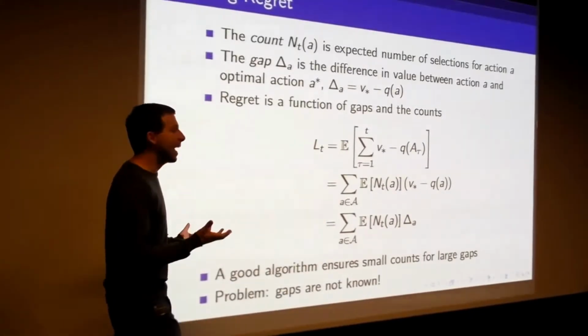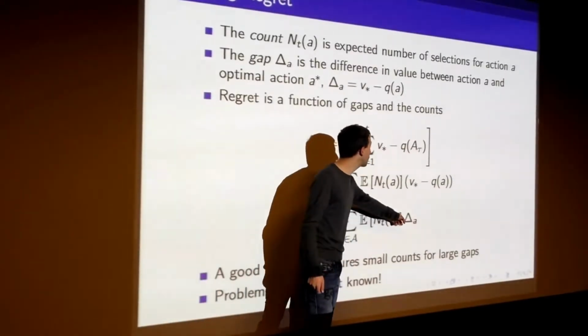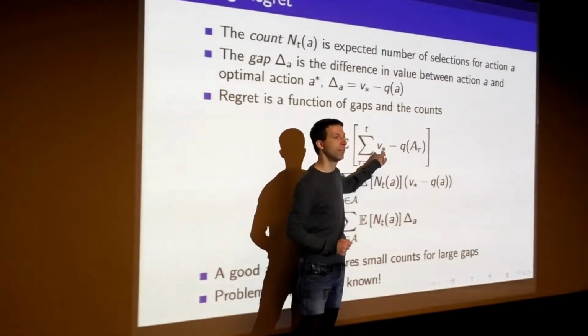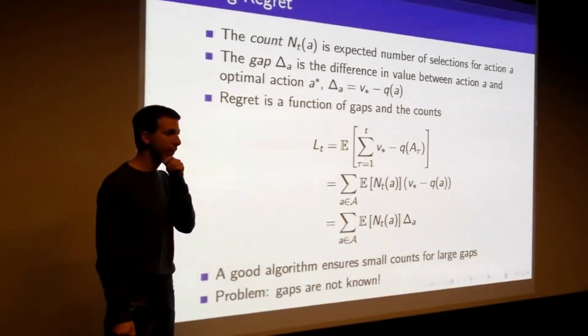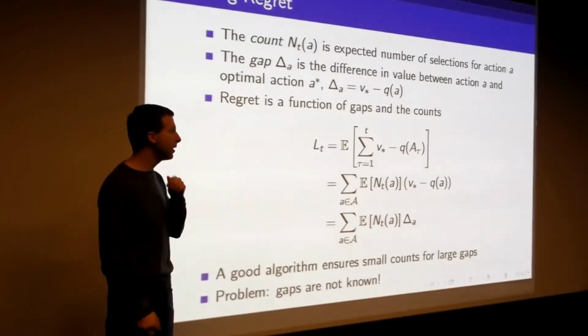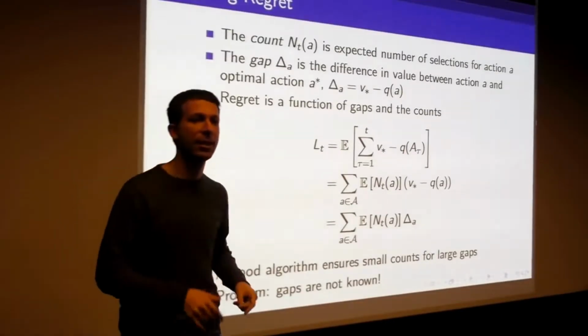And the problem is that these gaps aren't known. We don't know these gaps. We can count how many times we pick an action, but we don't know the gaps because we don't know V star. Yeah, question? The gaps obviously are different for each action, but they don't change over time, is that right? This is for the stationary bandit where nothing changes over time. Okay. Yeah. There are extensions to this where it can change over time.